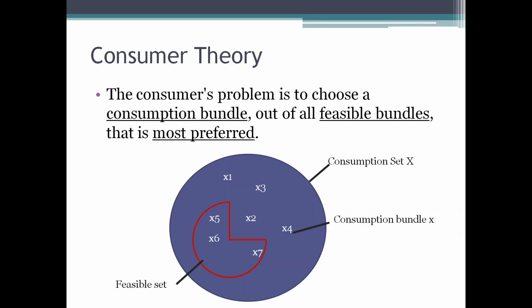So the consumer will first plot his consumption set, from which he will determine his feasible set. From this feasible set, he will choose the bundle that is most preferred to him, that will really satisfy his utility at maximum. So let's say it's X6. Eventually, the consumer chooses X6, the most preferred bundle to him, that satisfies his utility at maximum from this feasible set that is only a subset of the consumption set X.